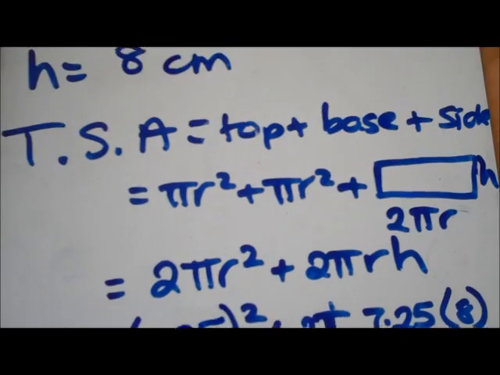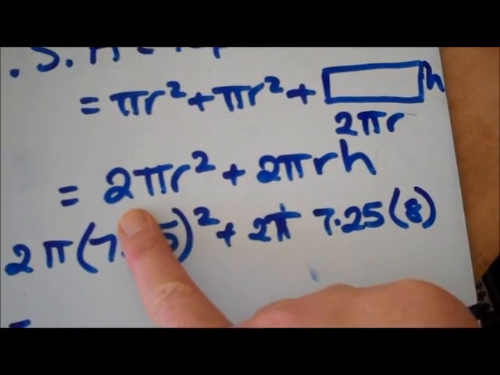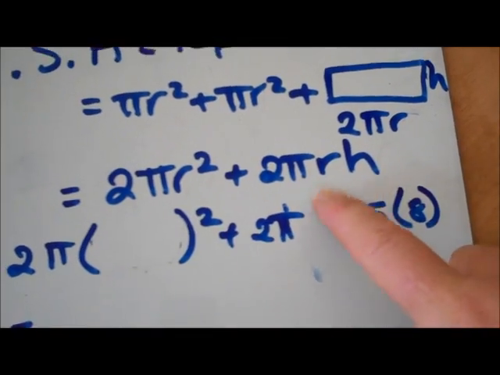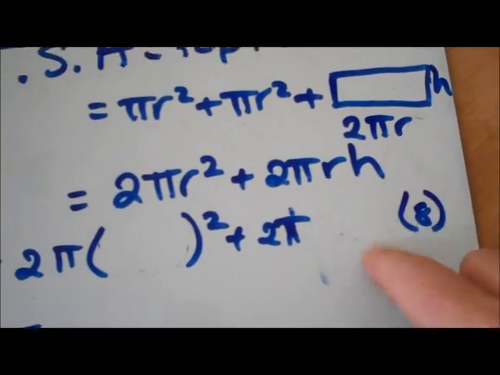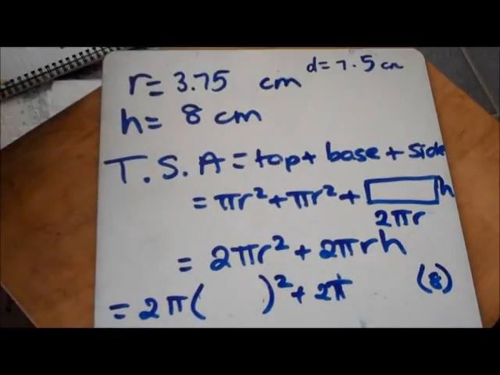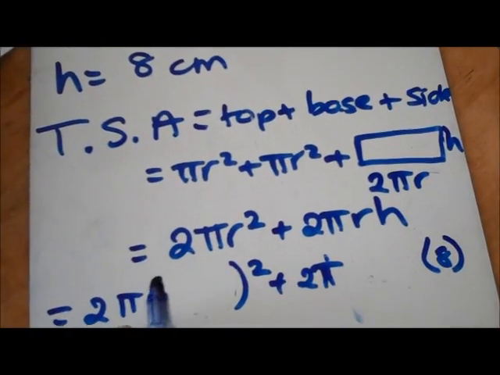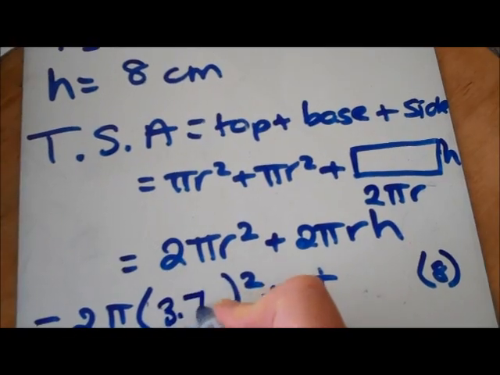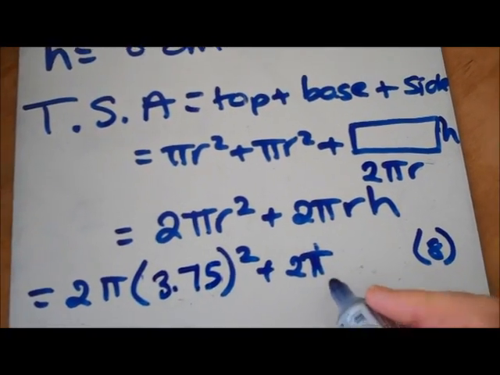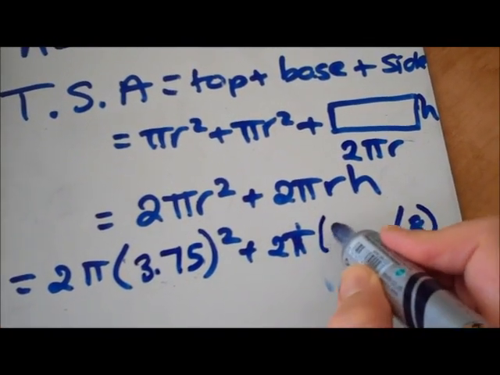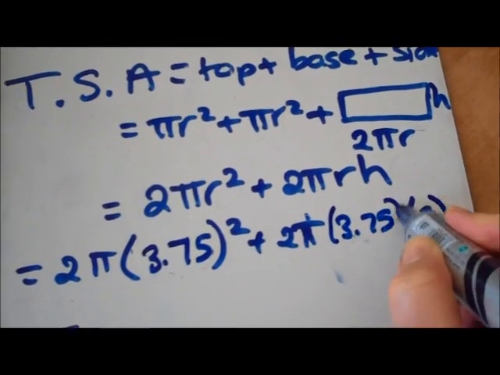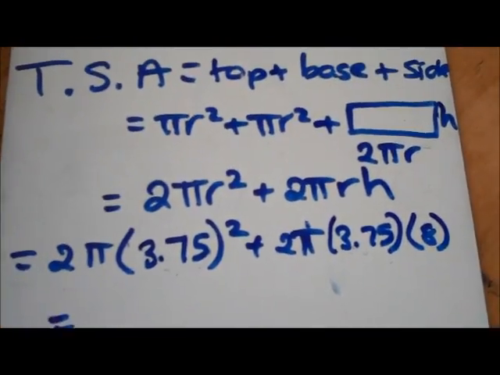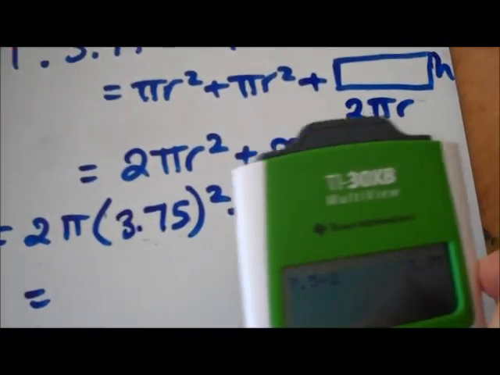Let's plug some numbers in and see what we get. Anyway, let's have a look. So 2 times pi times r squared, so 3.75 squared goes in there. 2 pi times 3.75 times 8. Let's get the calculator and work that out.